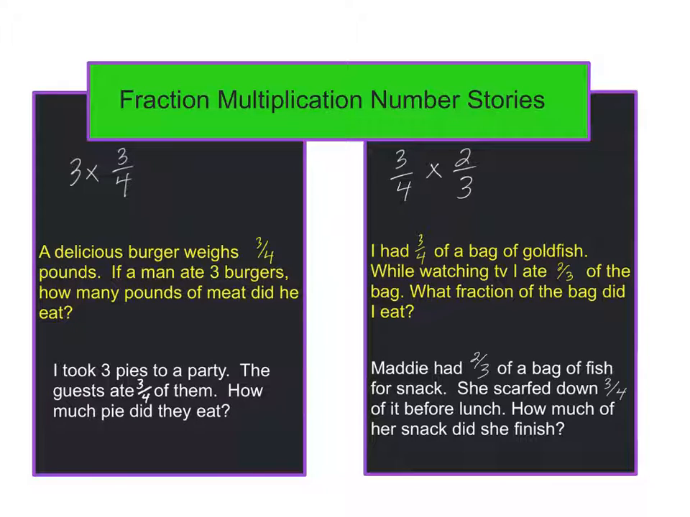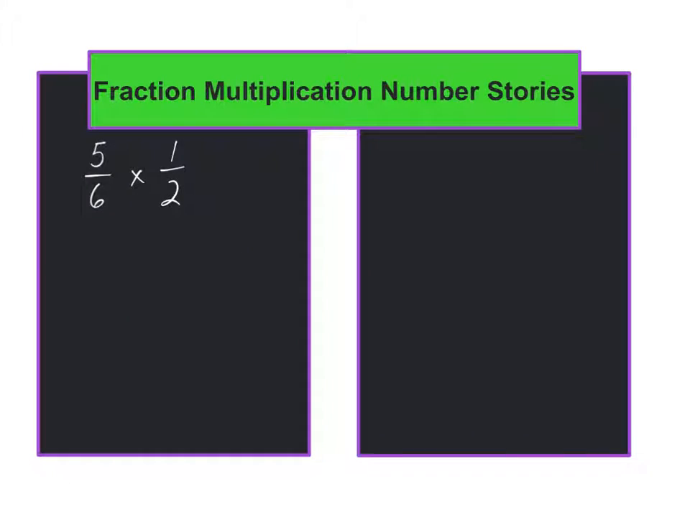So you can see, it's almost kind of like a little formula here. You can say how much of something you had, and then you can say you ate a fraction of it, or you used a fraction of it. Let's do one together. All right, our new multiplication problem we're working with is 5/6 times 1/2. So we need to come up with a situation where it is 5/6 times 1/2.